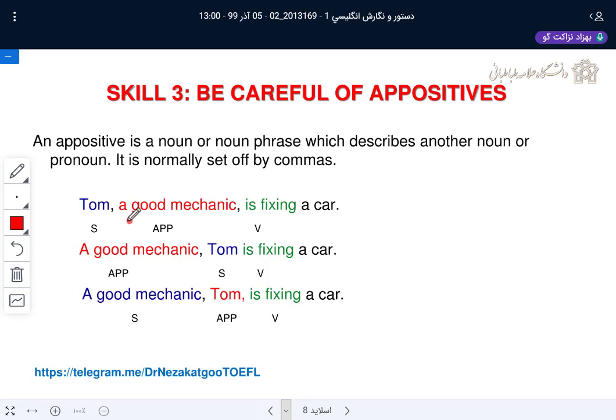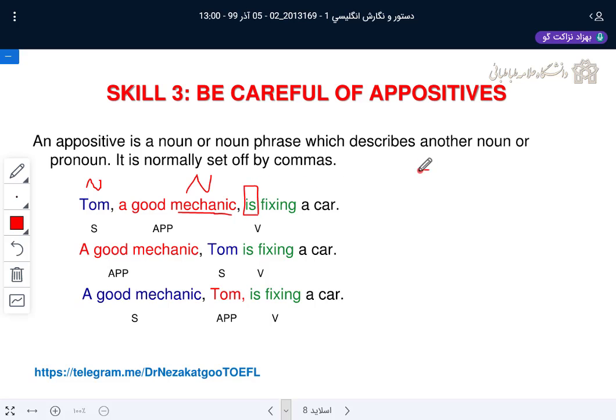So then I know that a is a noun marker, and good is an adjective. Again, adjectives are non-markers. So the mechanic here is a noun. So I have two nouns, the first noun and the second noun. Can I have two nouns at the same time for one subject? No, impossible.